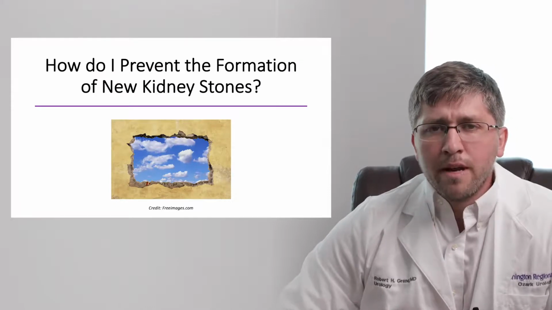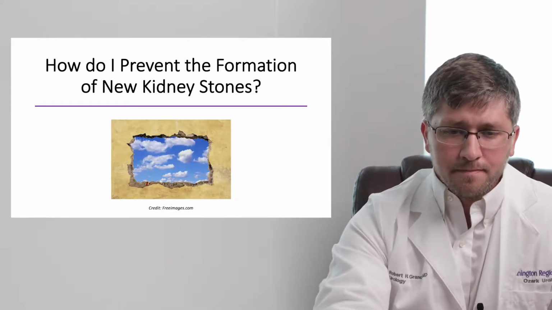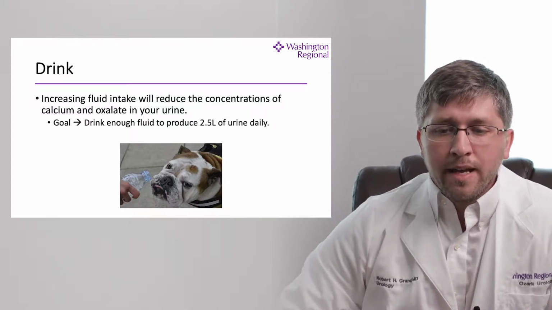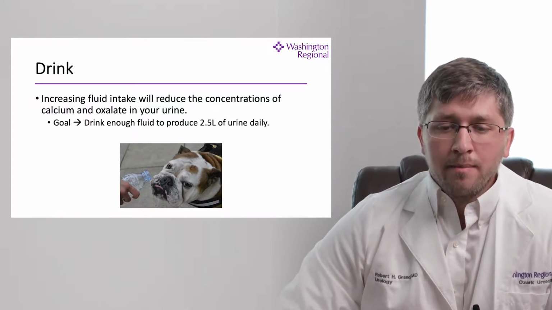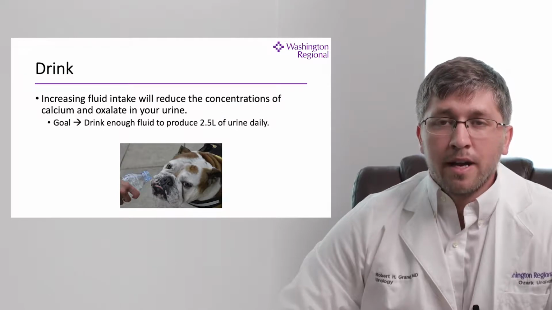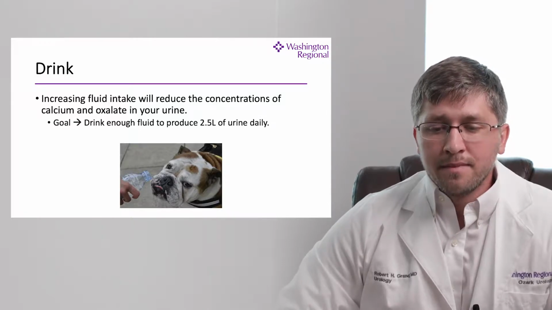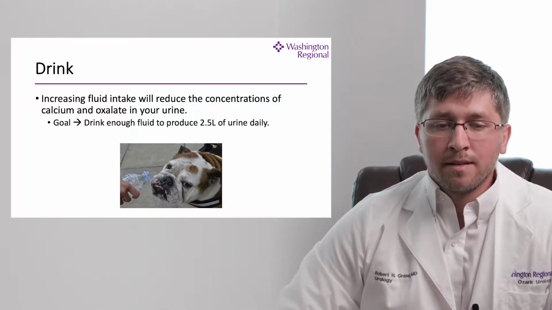How do I prevent the formation of new kidney stones? The number one way to prevent kidney stones is to drink more water. The American Urologic Association recommends drinking enough water so you make a minimum of 2.5 liters of urine daily. That's usually about 5 to 6 16-ounce bottles of water daily.